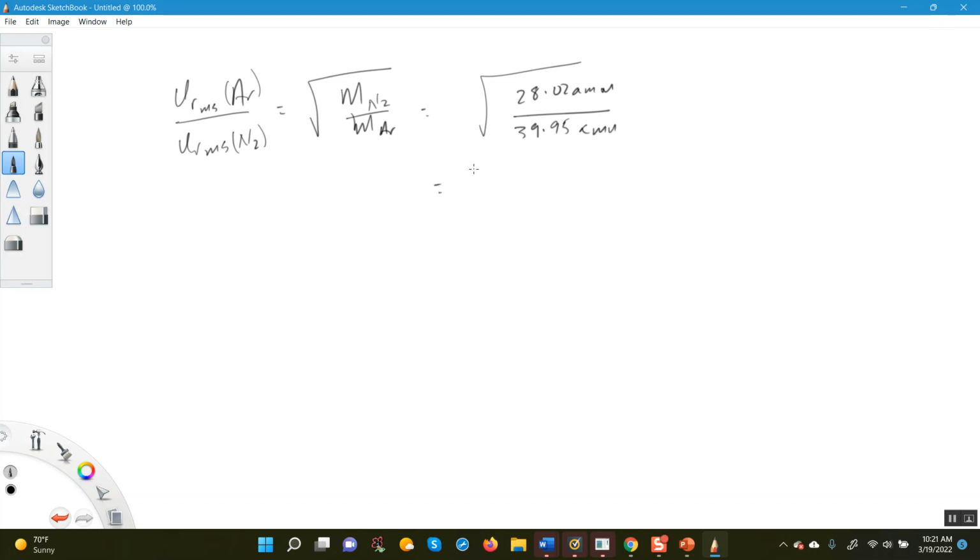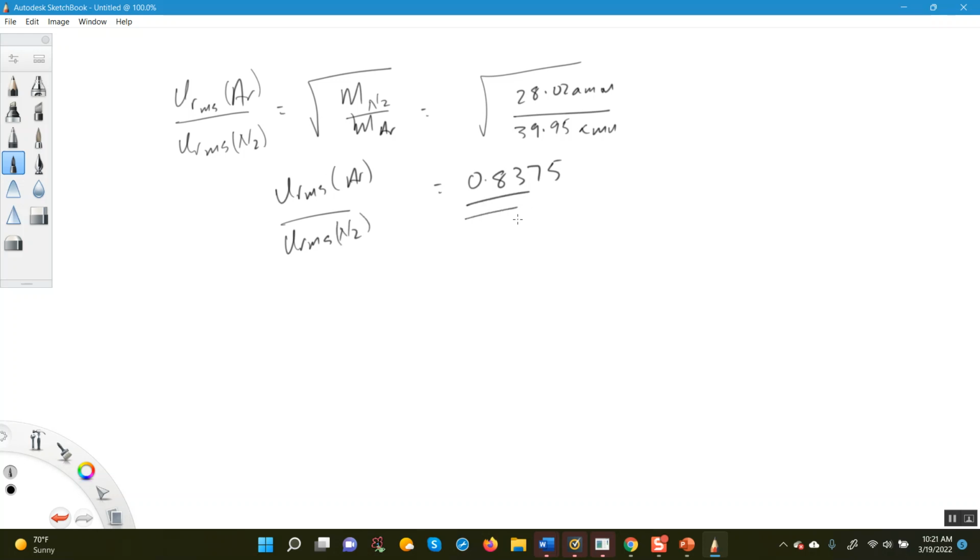So let me get my calculator. That would be 28.02 divided by 39.95, and then I find the square root. The answer I got is 0.8375, right? So the ratio of the root mean squared speed of argon to that of nitrogen is equal to this value right here, 0.8375.